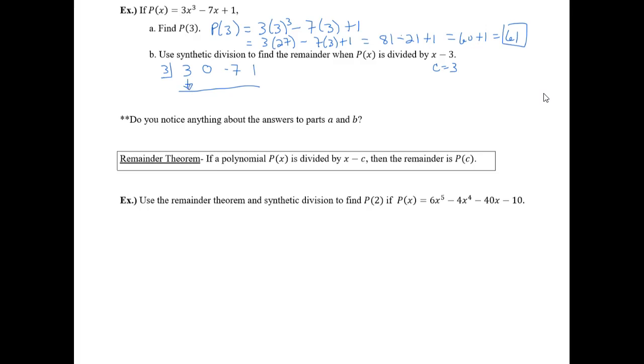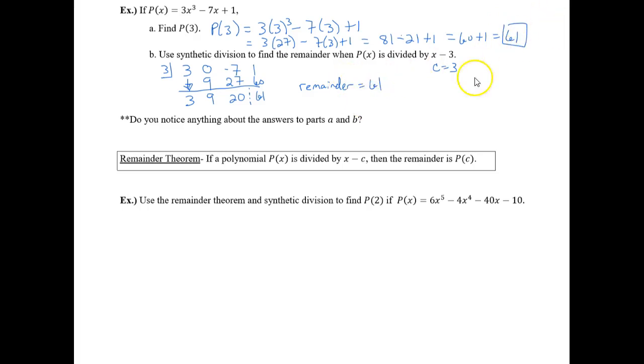I bring down that first term, coefficient. Multiply. 3 times 3 is 9. 0 plus 9 is 9. 3 times 9 is 27. 27 plus a negative 7 is positive 20. And 3 times 20 is 60. And 60 plus 1 is 61. So it said to find the remainder. Remember that last number is the remainder. So the remainder was 61. Do we notice anything about part A and part B?